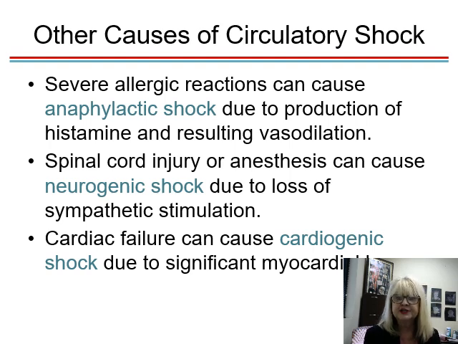Severe allergic reactions can cause anaphylactic shock due to the production of histamine and resulting vasodilation. Spinal cord injury or anesthesia can cause neurogenic shock due to the loss of sympathetic stimulation, and cardiac failure can cause cardiogenic shock.